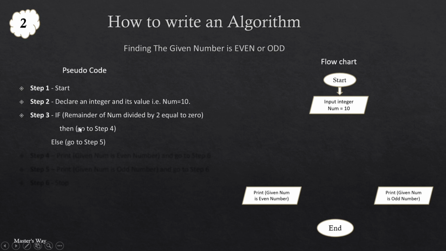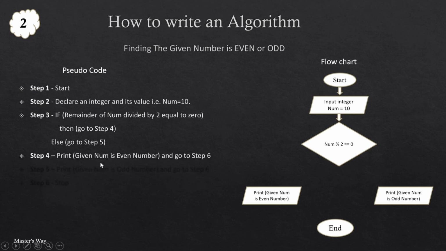Now you can see here number equal to 10. So this number should be divided by 2. Then the remainder should be equal to 0. Then we will go to step 4 or else we will go to step 5. Okay. We will see the first decision: number should be divided by 2 and that remainder should be equal to 0. If it is equal to 0, then we will go to step 4. What is step 4? Print given number is even number.